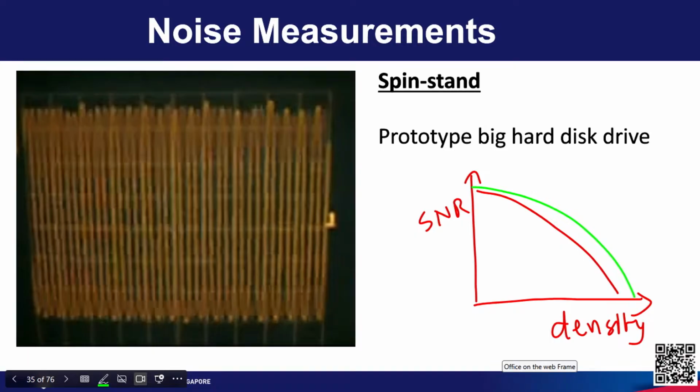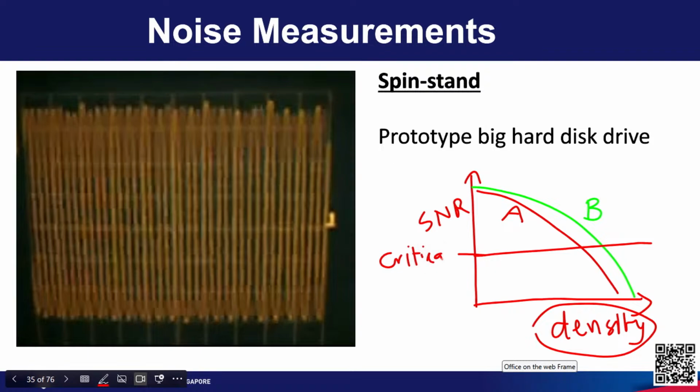For example, I talked about two different media, A and B. Let us say I place the media A and B in the spin stand and I measure the signal to noise ratio as a function of density. Density means how many bits I pack in a given inch. As I mentioned before, we need some critical SNR. Some critical SNR is required for reliable reading of information. If the signal to noise ratio is below this one, it is useless, we cannot read information. Above this we can read information.